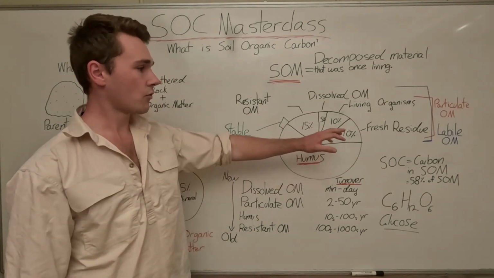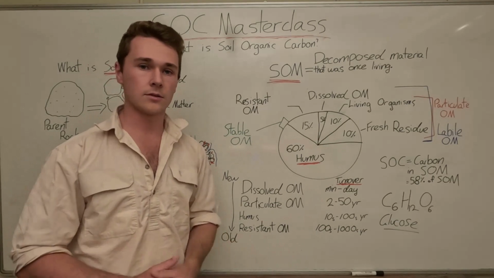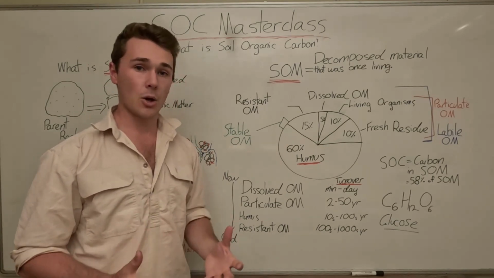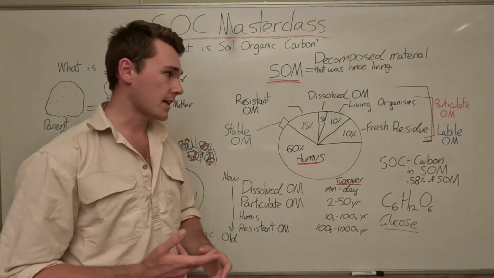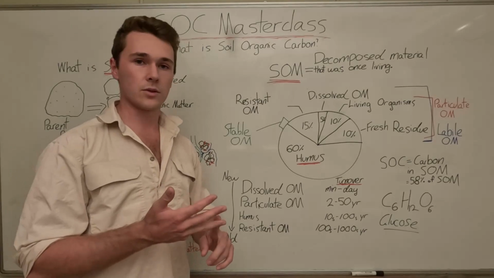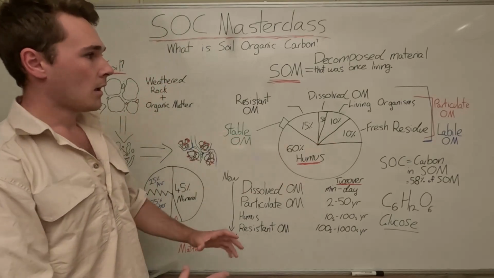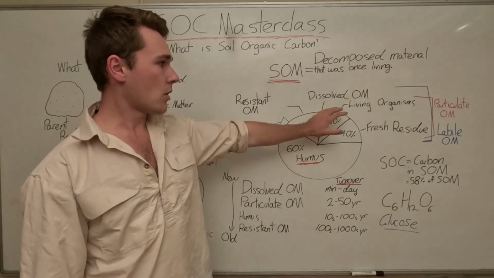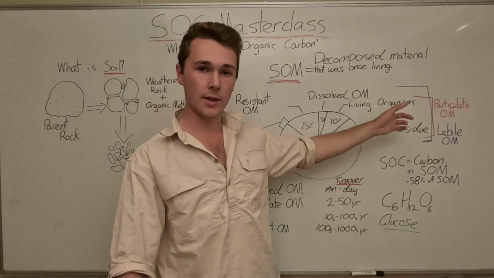Next, we have fresh residue. This is effectively plant material, animal material, that started to decompose, so things like leaf litter, old roots that are attached from the plant. It could also be livestock manure. So all those things are fresh residue. Now, when we have the combination of our living organisms and our fresh residue, it is called particulate organic matter.